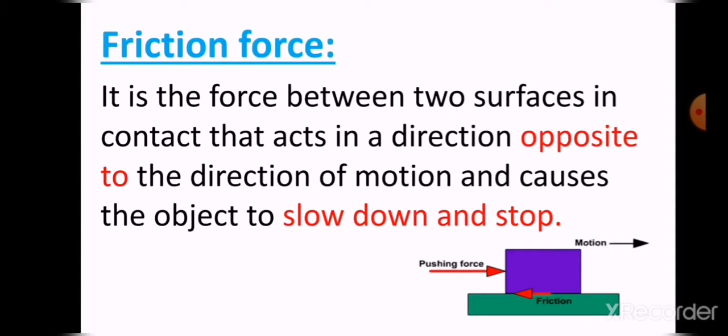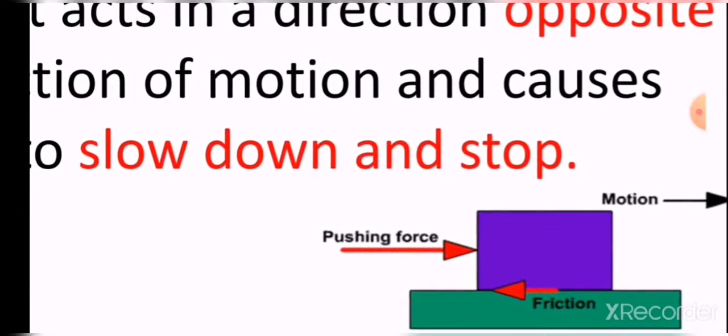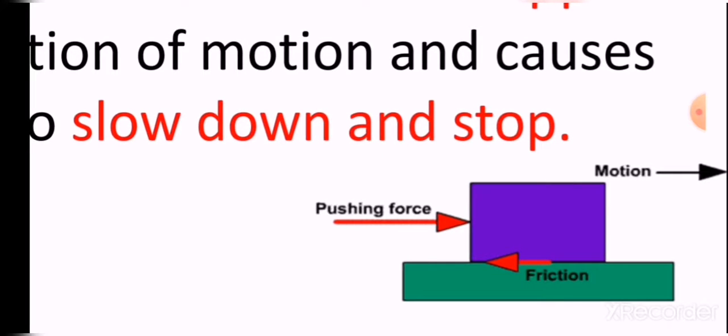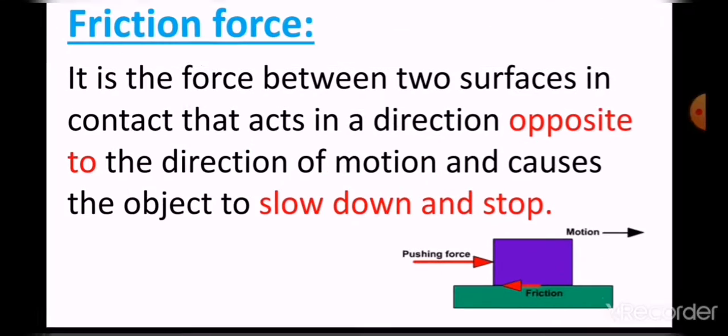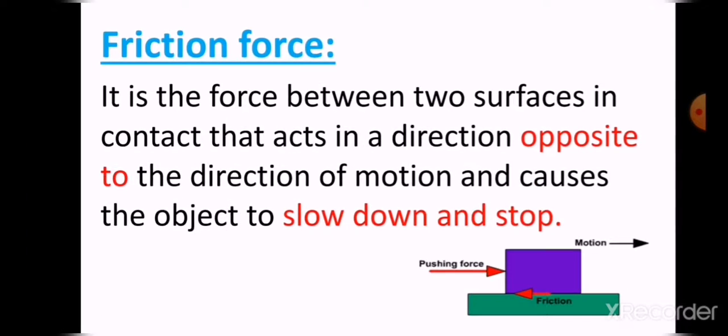So the friction force is the force between two surfaces in contact. It acts in the direction opposite to the direction of motion, like this. The direction of motion is here, but the direction of the friction force is the opposite direction, which causes the object to slow down and stop.